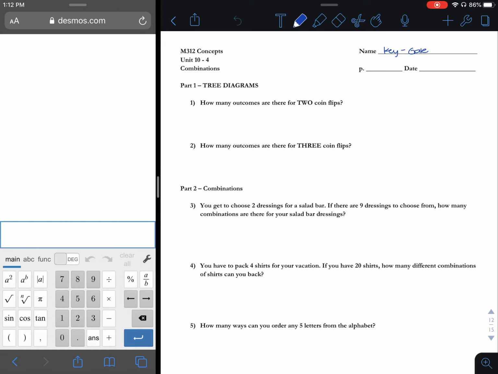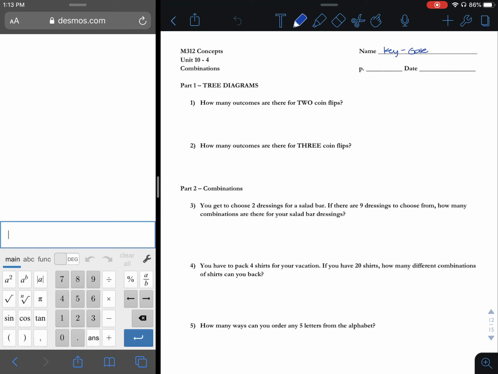All right, welcome back. A few days ago, we talked about combinations and permutations. We also talked about tree diagrams and outcomes as well. So this entire unit is just about probability. Today we're going to review those. This is 10.4. Let's review part one.